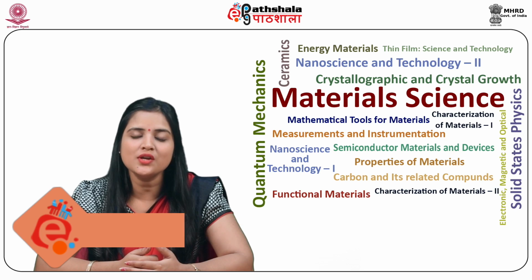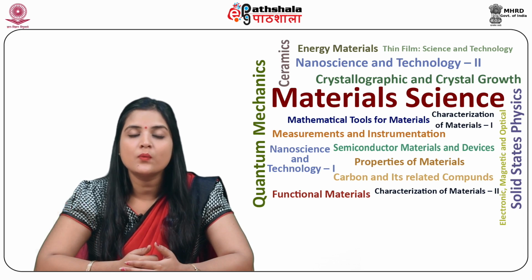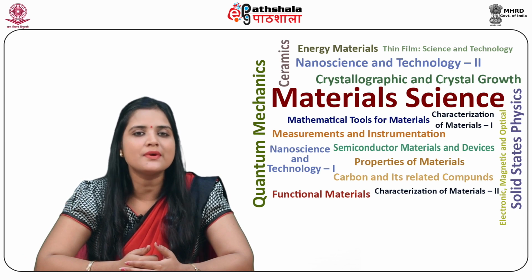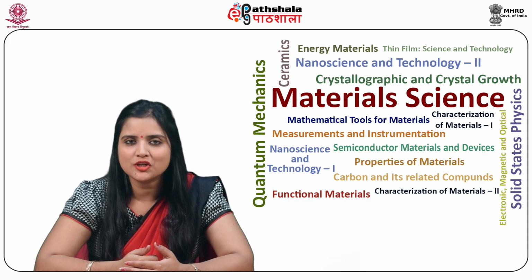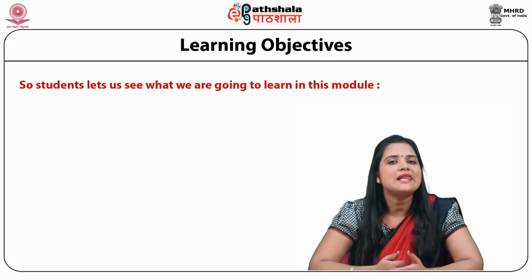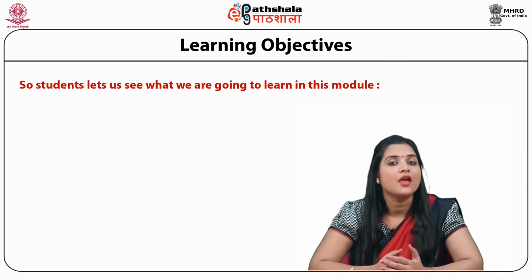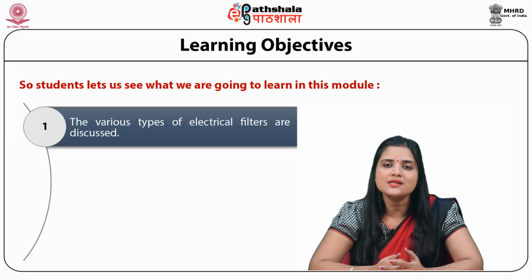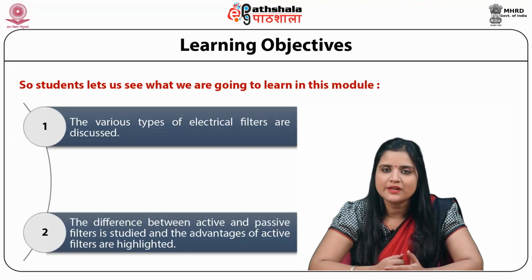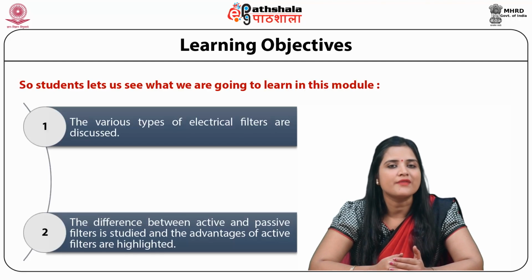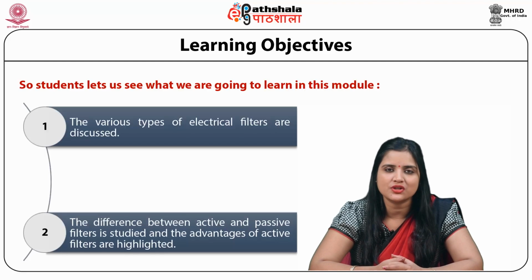Today we are going to talk on module Filter 1 under the paper Measurements and Instrumentation. So students, let us see what we are going to learn in this module. In this module, the various types of electrical filters are discussed. The difference between active and passive filters is studied, and the advantages of active filters are highlighted.